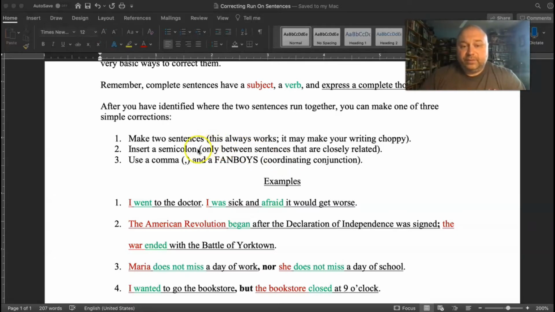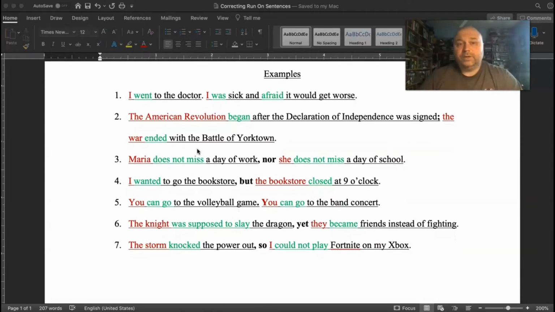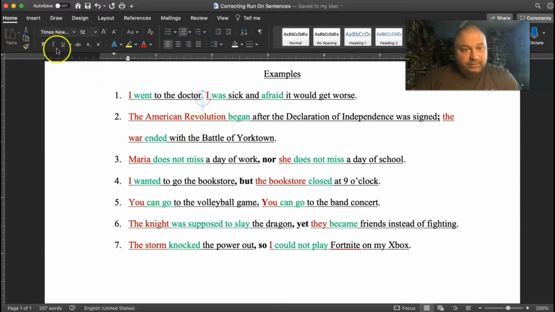We insert a semicolon, which we've talked about in a previous video. The semicolon can only be between two sentences that are closely related. And finally, we use a comma and a fanboys, which we also know as a coordinating conjunction. The following sentences here are model sentences that are correct. A model sentence is a sentence you can look at without any correction to be made, and you can see the proper grammar.